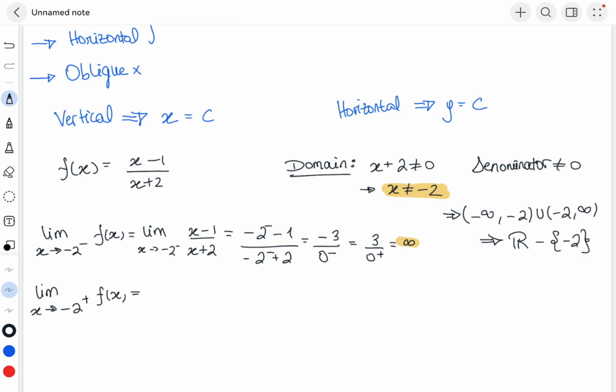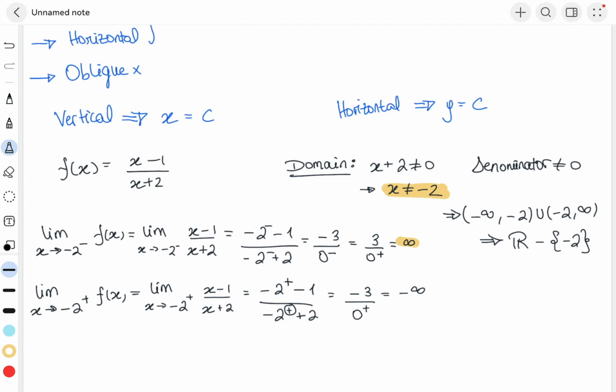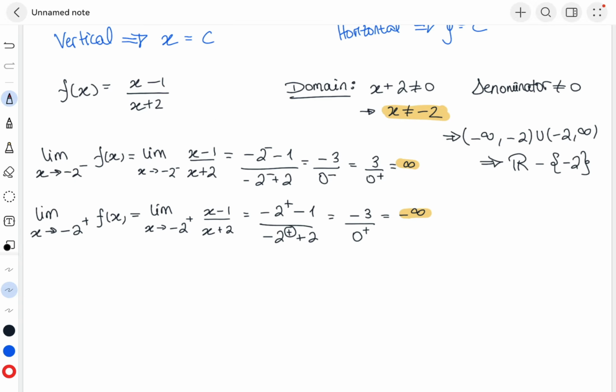Now we'll do the same for negative 2 plus, where we'll have the limit as x tends to negative 2 plus of x minus 1 over x plus 2. And now we replace, we'll get negative 2 plus minus 1 over negative 2 plus 2. Negative 2 minus 1 is negative 3. Negative 2 plus 2 will become 0 plus, because we have a positive here. And negative 3 over 0 plus will become negative infinity. Since we have values at infinity and negative infinity, that means we have a vertical asymptote at x equal to negative 2.